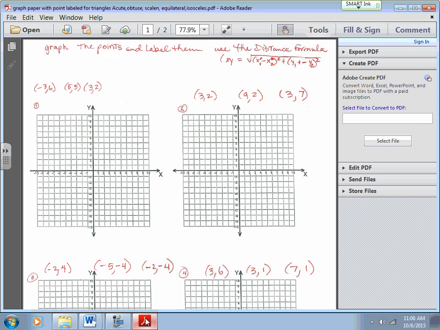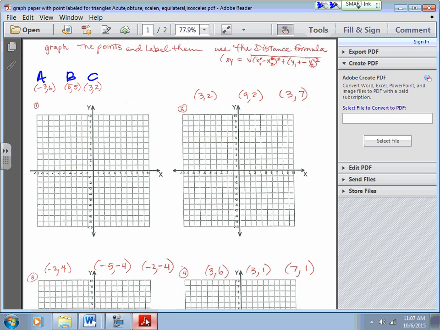All right, so everybody should have the points plotted by now for number 1. Let's go ahead and put your pencils down after you've connected the points. Please label each point a letter, any letter you want. I'm going to choose A, B, and C. And you can choose A, B, and C on every one of them because they're all different graphs.